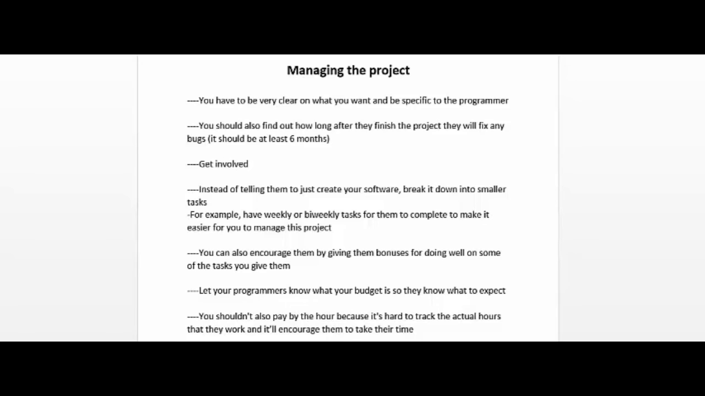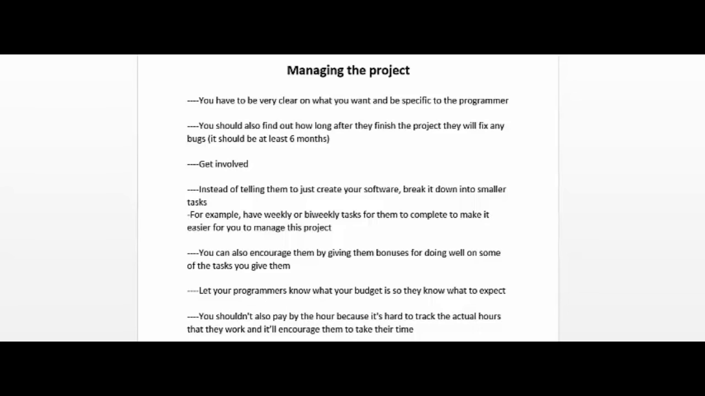When you're working with your programmer, you have to be very clear on what you want and be specific with the details. So you have to make sure you've done your research already before you hire someone to start working on your project. Okay, and you should also find out how long after they finish creating your software they will be able to fix any bugs. In my opinion, it should be at least 6 months after they've completed the software where they can still fix anything that's wrong with your software.